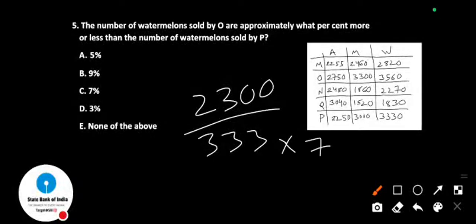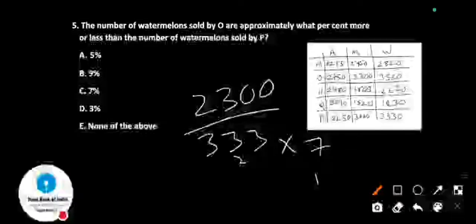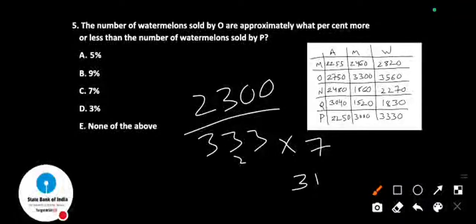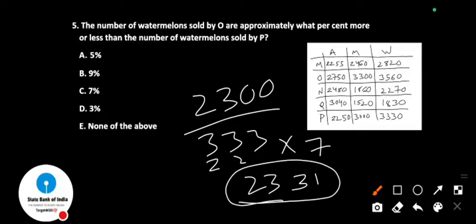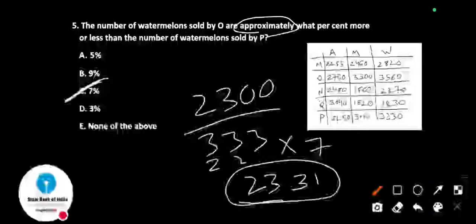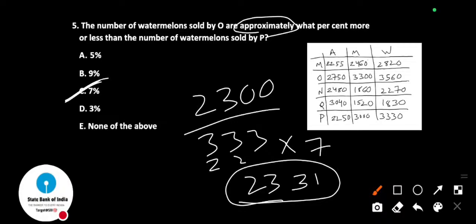333, 7 times. What we get is 7 3's are 21 and 2 will be 23. So we get 2331. So it is near to 7, and the question asked is about approximately. So the answer will be option C, is our answer. Approximately 7. Gokul Katia says right answer.